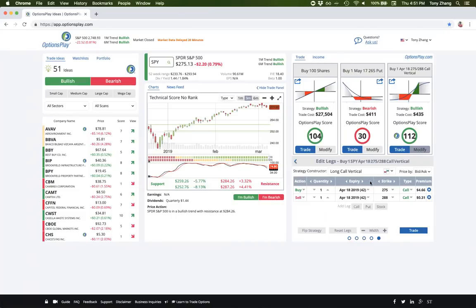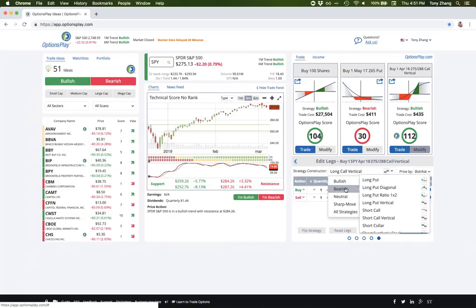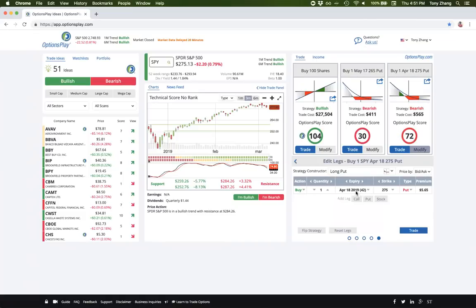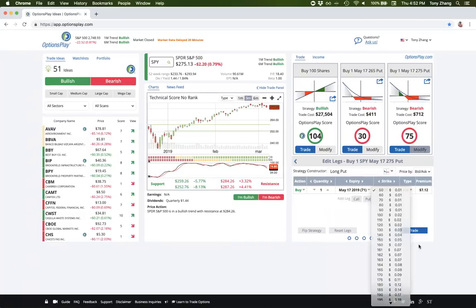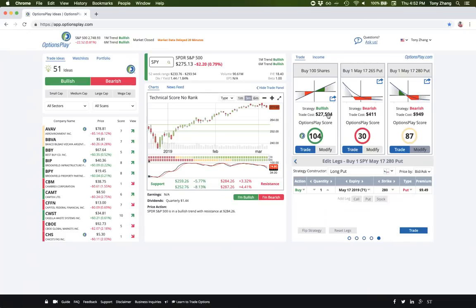And then what I'm also going to do is the same May, I'm going to go a little higher. I'm going to go up to about a 280 put. So as you can see, on a $27,000 portfolio, buying one put option will cost you $411. Buying an in-the-money put option will cost you $949.